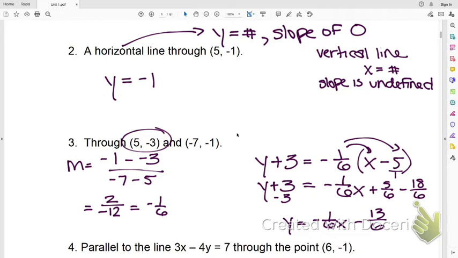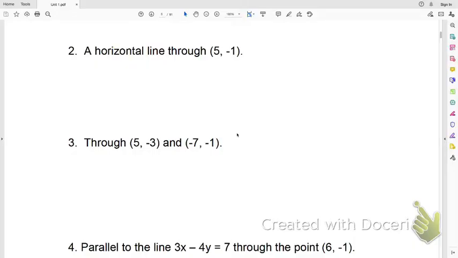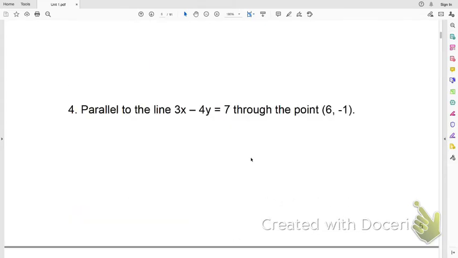Moving on to question 4. We all remember parallel to. Parallel to means that lines have the same what? Slope. Good. Now, in order to say that they have the same slope, we have to know what the slope of that line is. In order to find out what the slope of that line is, what must we do?